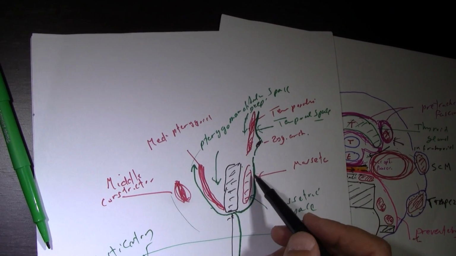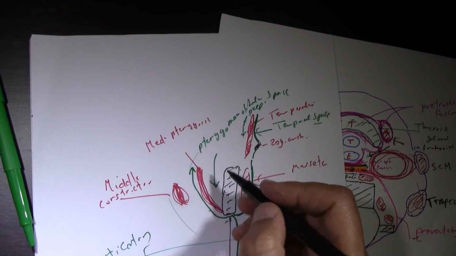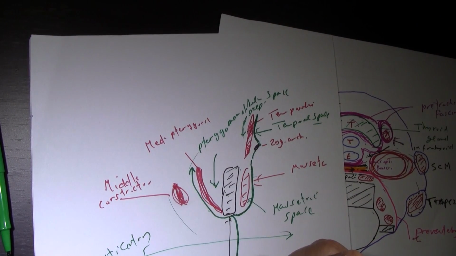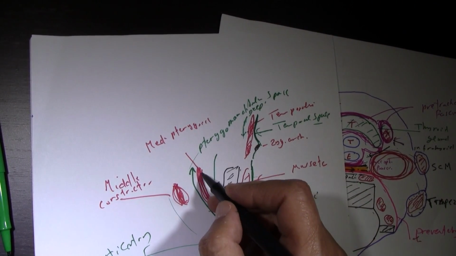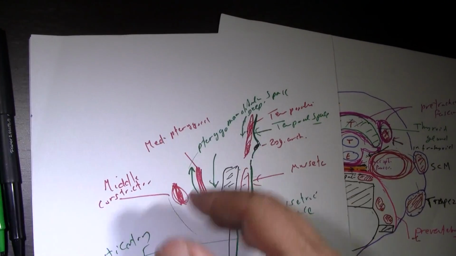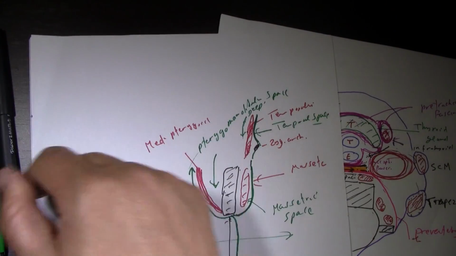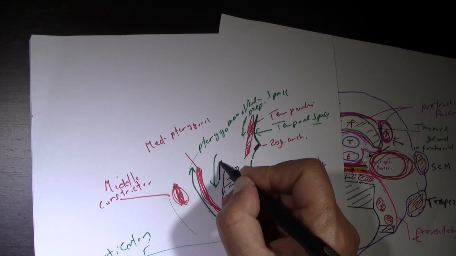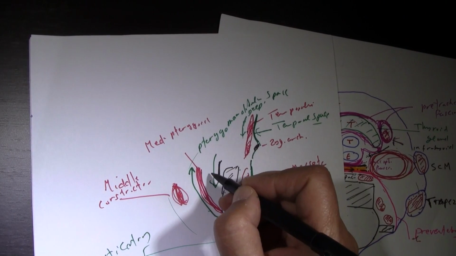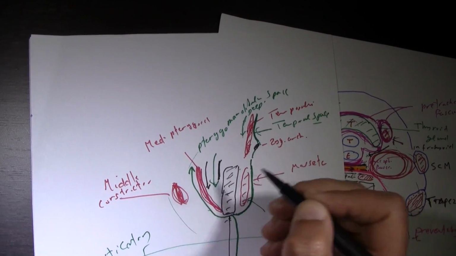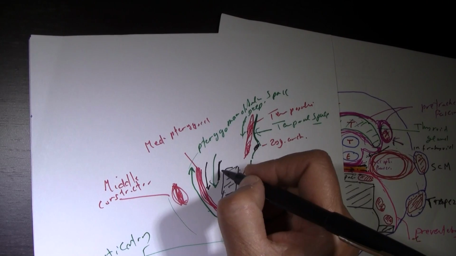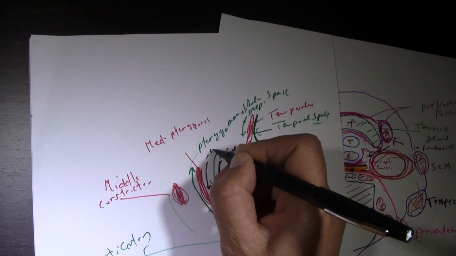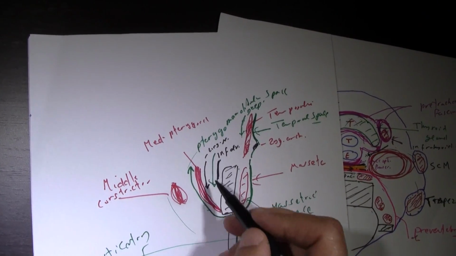Masticatory spaces. This is the pterygomandibular space. If I ask you which structures are located here between the medial pterygoid and the mandible, which are inside this pterygomandibular space? Don't forget, we have the lingual nerve and the inferior alveolar nerve. So two important nerves, the inferior alveolar and the lingual nerve, are located in this space.